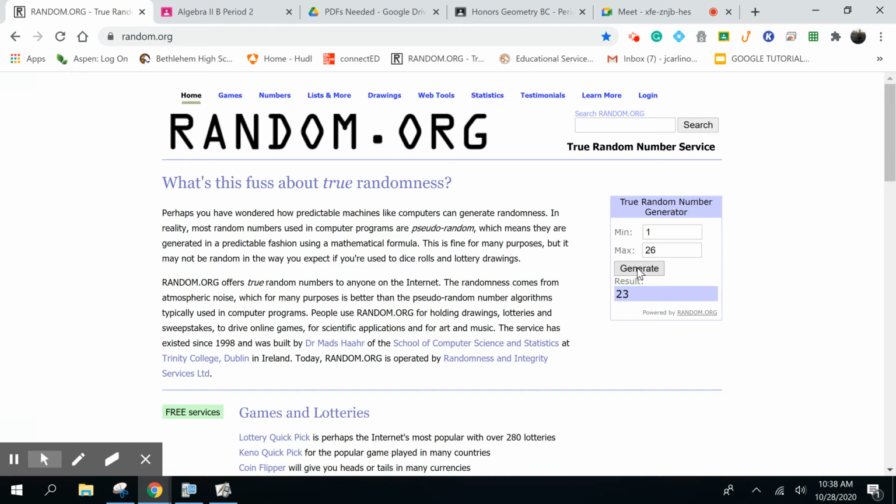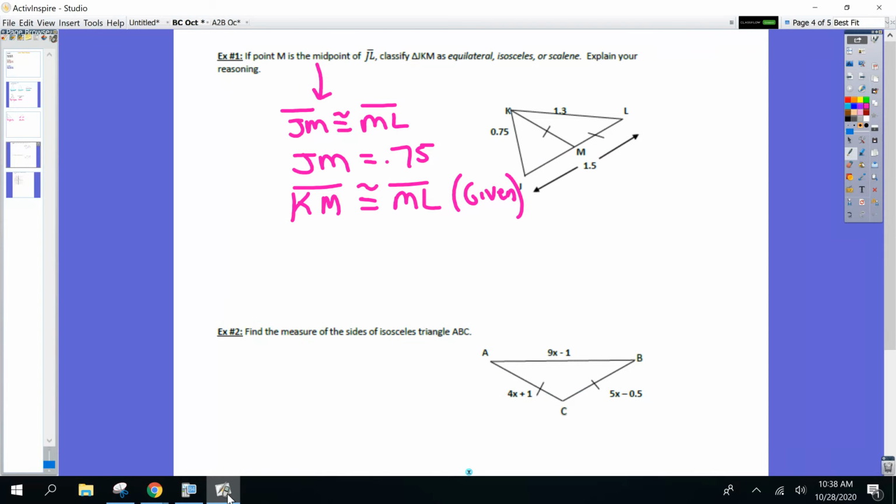Here we go. Luke, what other two segments should be equal then? I got JM and ML, KM and ML. ML and KM, I got it already. That's given. Those are marked on the diagram. I got KM and ML. That was given. Which ones? JM and KM. JM and KM by substitution.